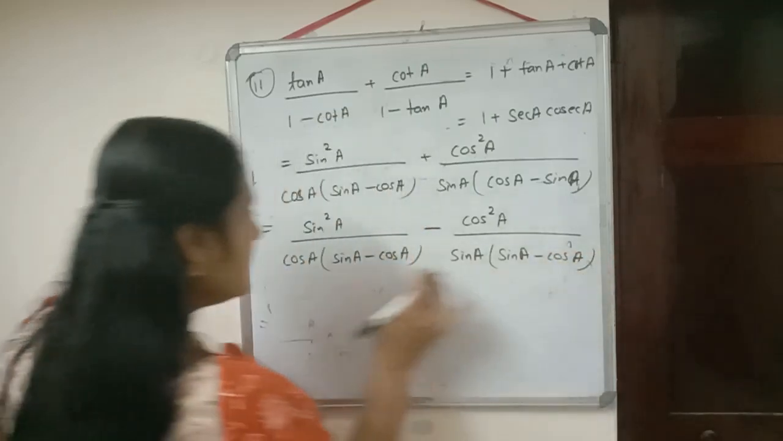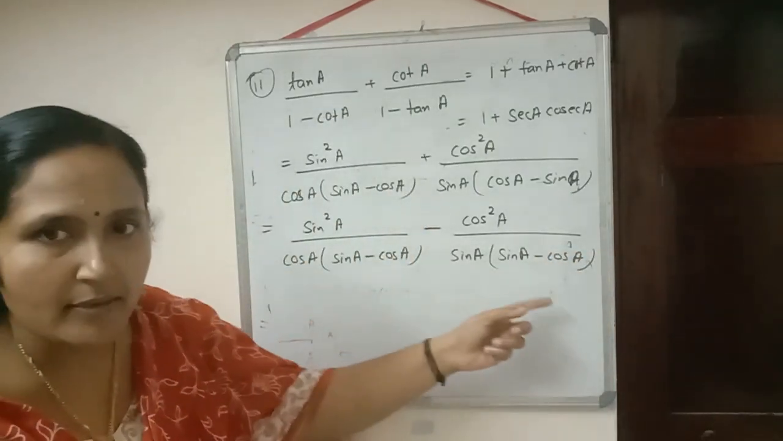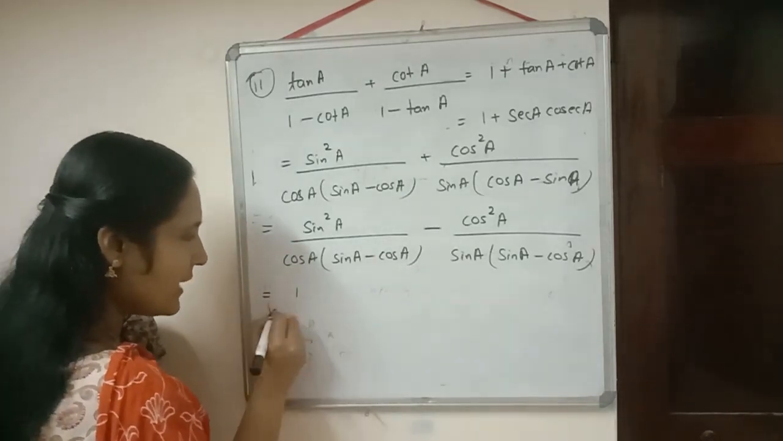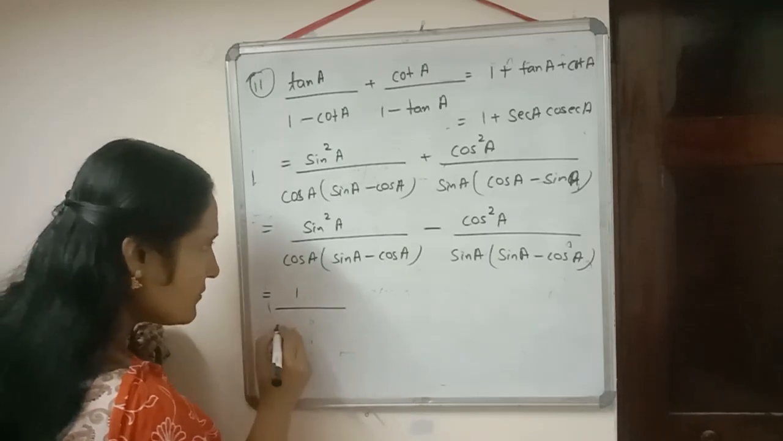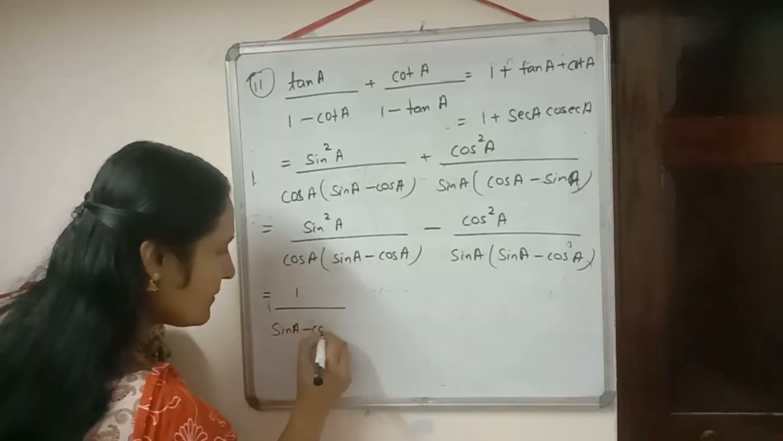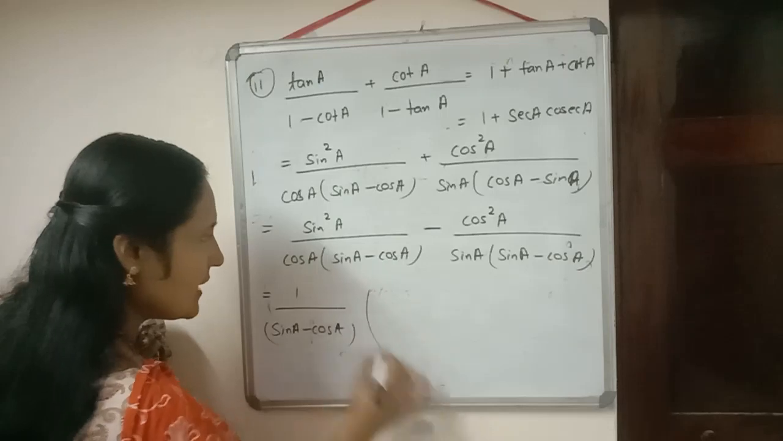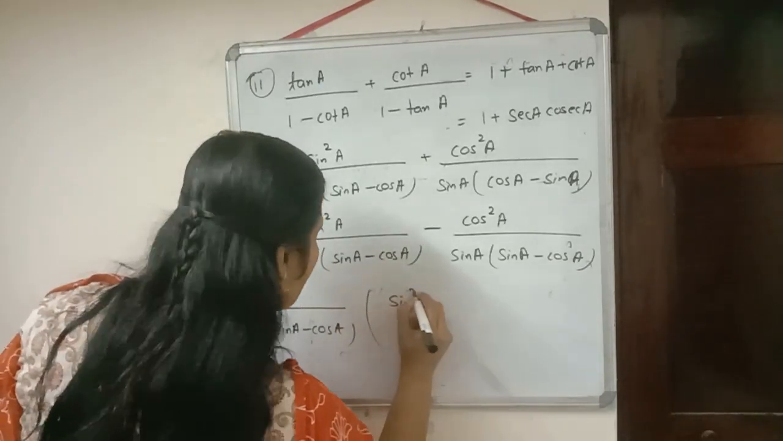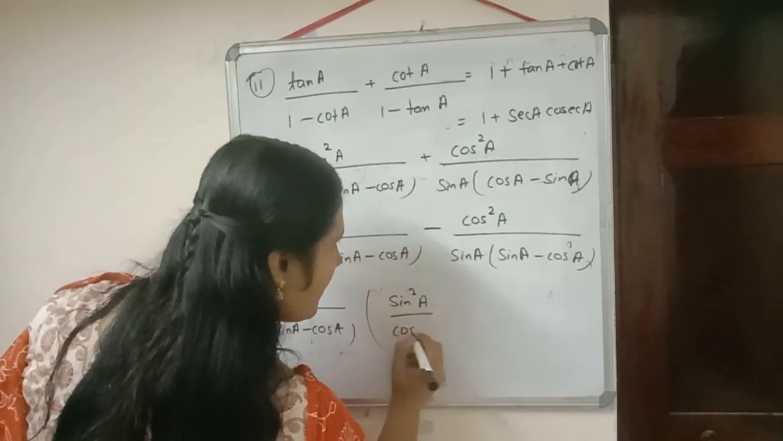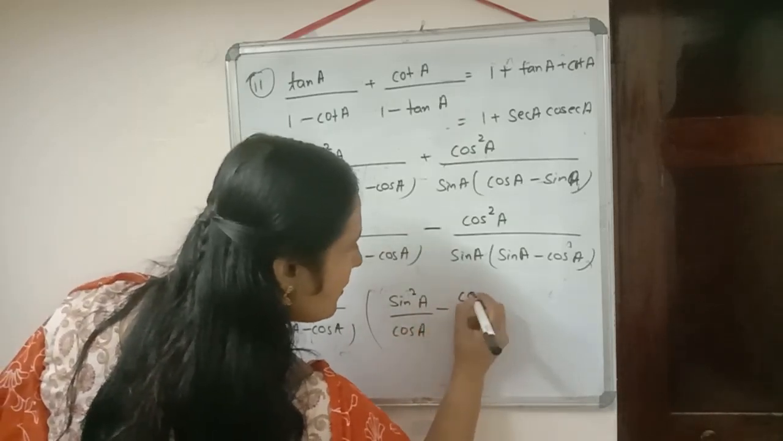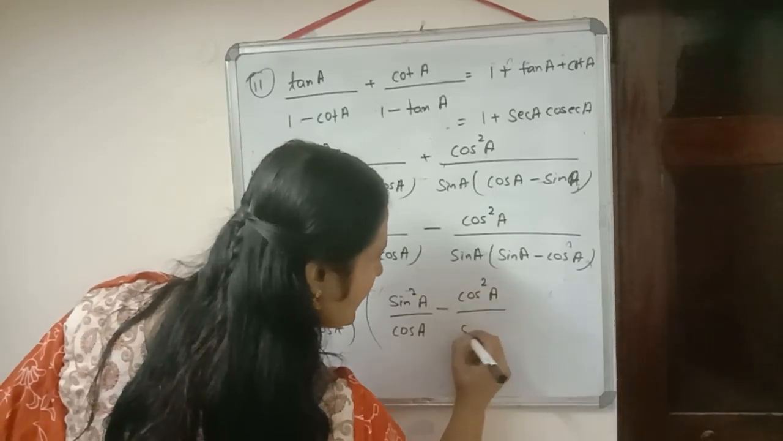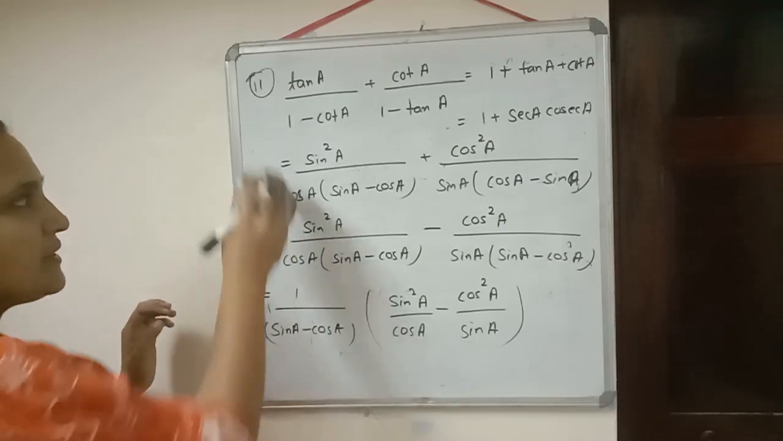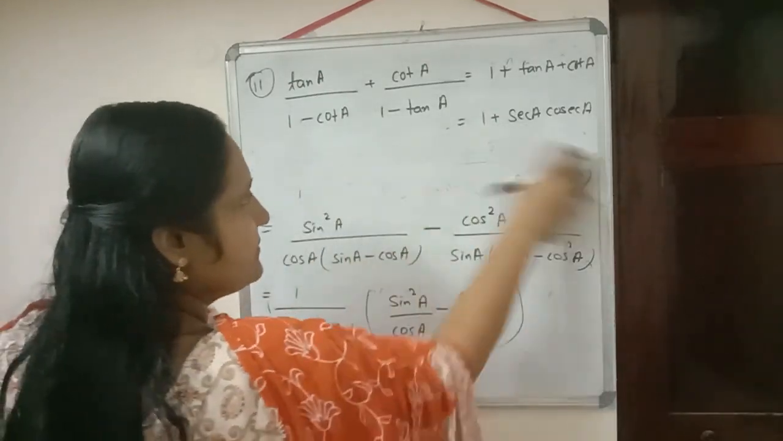Now you can check sin A minus cos A is common, but that is there in denominator. So when you will take it outside, you should write there 1 by, because we are taking it from denominator. Sin A minus cos A taken common. Inside the bracket what will remain? Sin square A by cos A minus cos square A by sin A. Now we can check how we can simplify the expression which is inside the bracket.